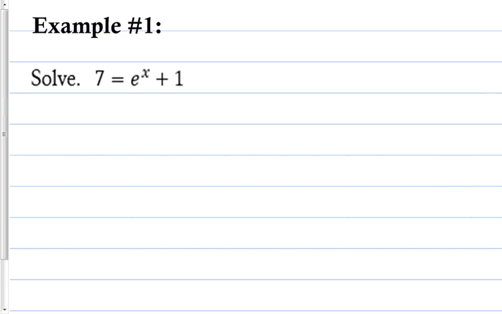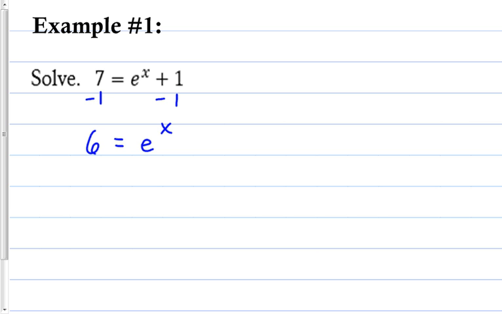Okay, example 1. This is not calculus. This is something you should have been able to do last year and the year prior. Solve 7 equals e to the x plus 1. Okay, simple enough. Subtract 1, subtract 1. I get 6 equals e to the x. Now, my job is to solve for x. It's always to solve for x, right? So e has to go away somehow.